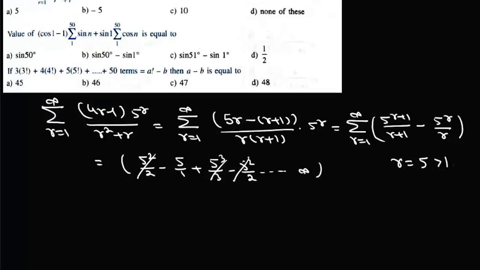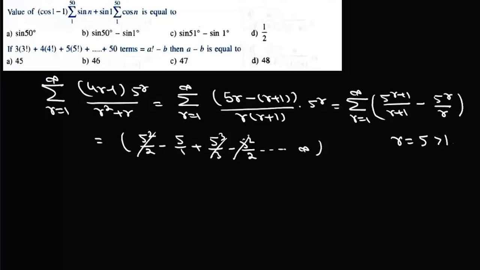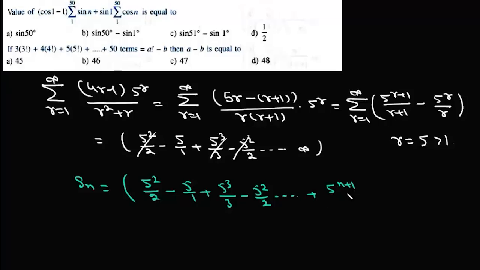Now the proper way to solve this question would have been, rather than finding the sum up to infinite, we'll find the sum of n terms. Now the sum of n terms will be 5 square by 2 minus 5 upon 1 plus 5 cube by 3 minus 5 square upon 2 up to 5 to the power n plus 1 upon n plus 1 minus 5 to the power n upon n. Now these terms, they'll cancel. So in the end, we'll have this Sn as 5 to the power n plus 1 upon n plus 1 minus 5.